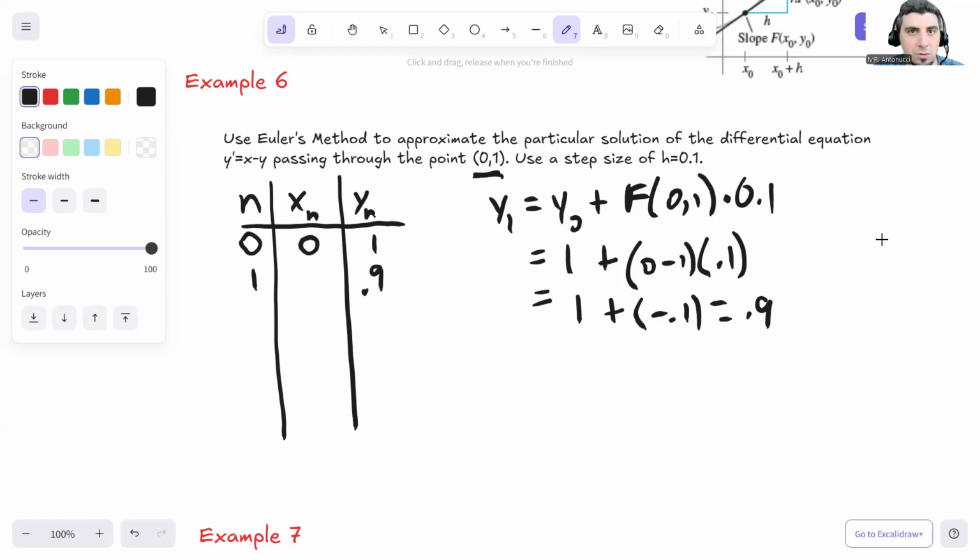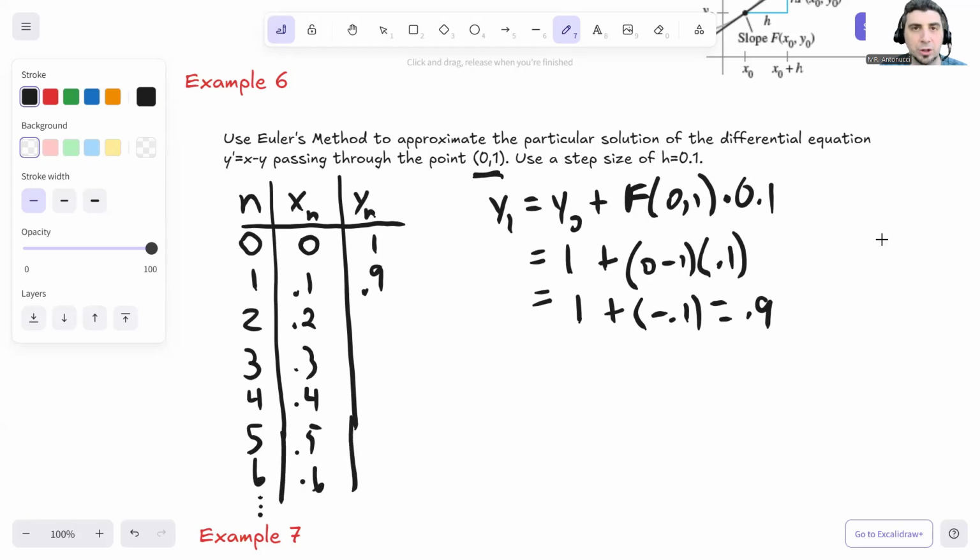So each time you iterate the process, your x value is going to increase by however much the step size is. So this is 0.1. And if we continue down here, so forth and so on, you would get 0.2, 0.3, 0.4, 0.5, 0.6, and so forth and so on. The tricky part is figuring out the y values.